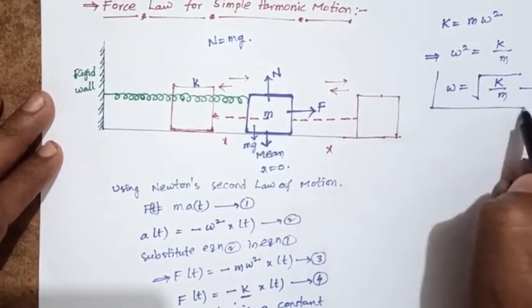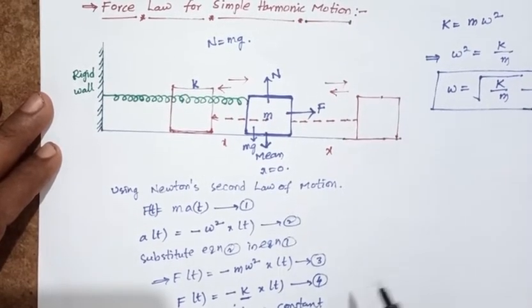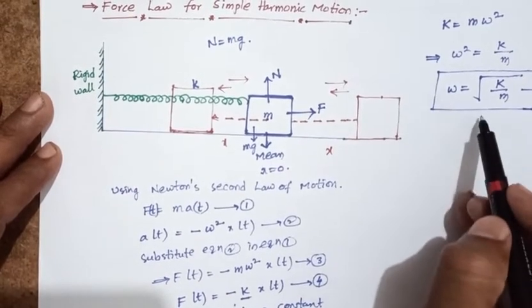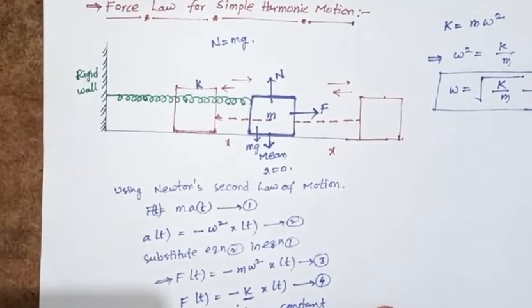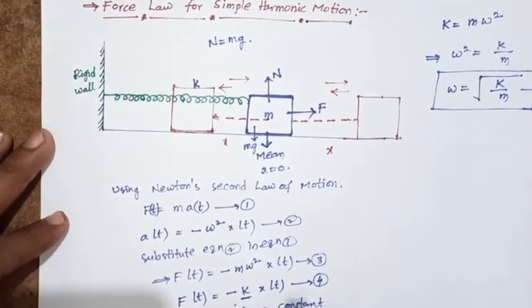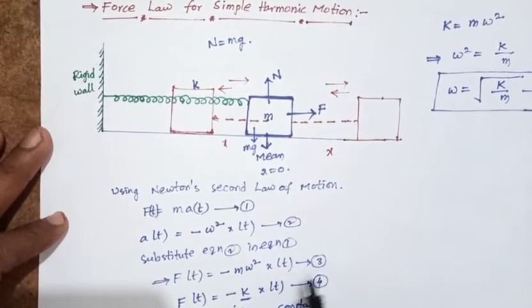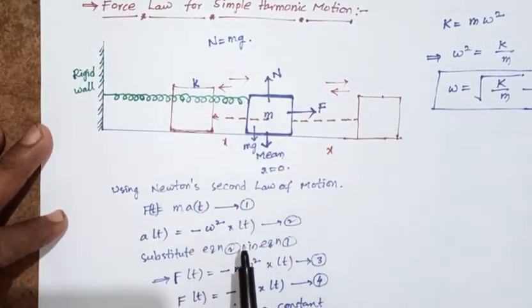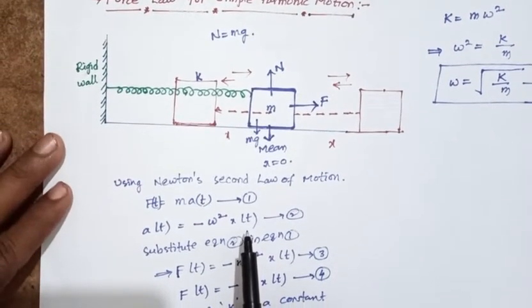The angular frequency of this simple harmonic motion is omega equals square root of k by m. So here we consider equation number 3. Actually, what is simple harmonic motion? It consists of to and fro motion, and also acceleration is directly proportional to the displacement.